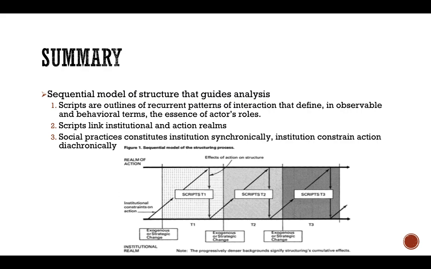So in this figure, we see that the realm of action and the institutional realm are parallel, such that the social practices constitute institutions synchronically. So social action has an effect on the institutional realm directly, and the institutional constraints on action are more diagonal. And here the scripts link the institutional and action realms.